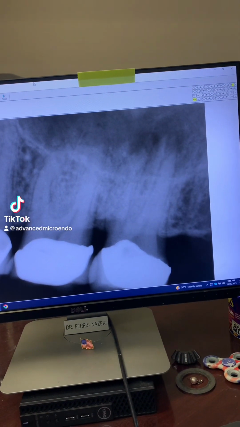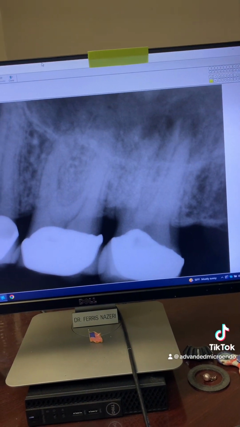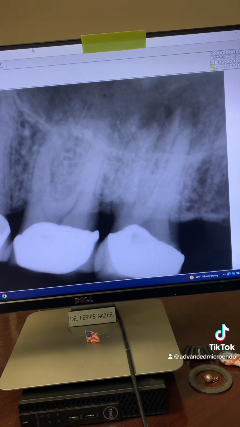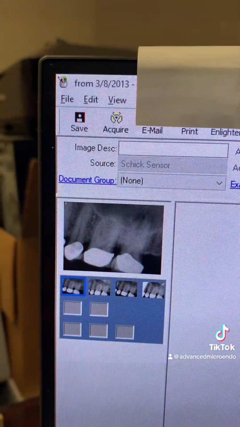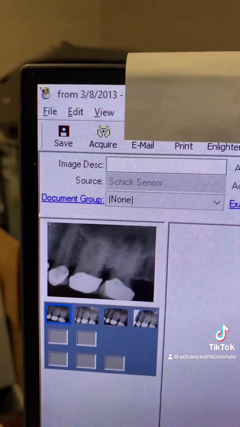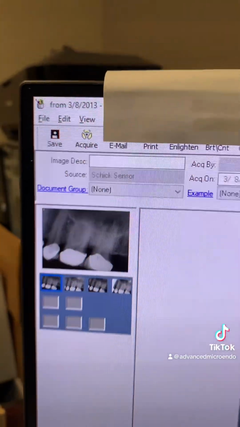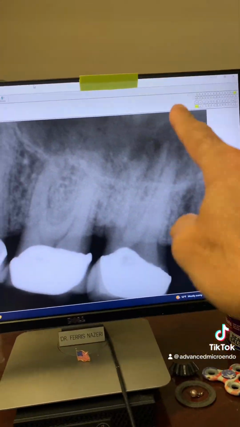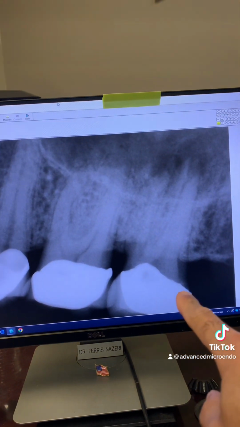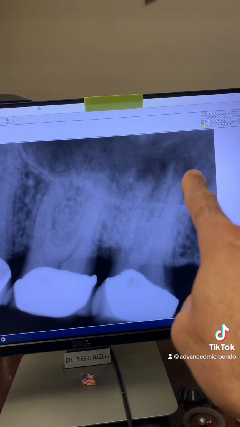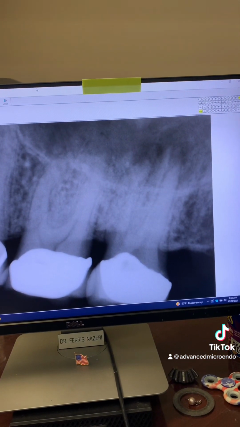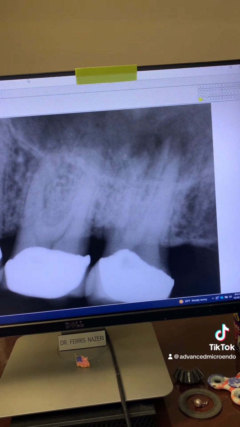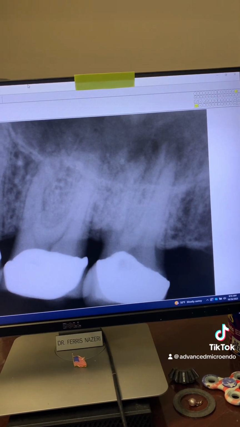This patient was referred to me over 10 years ago, on 3/8/2013, for endodontic treatment of tooth number 15, the upper left second molar. Crown on the tooth, you can see these large periapical lucencies associated with the tooth. There was also a buccal sinus tract associated with the tooth.